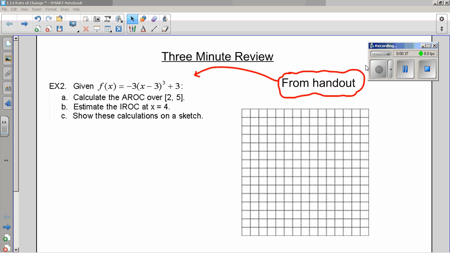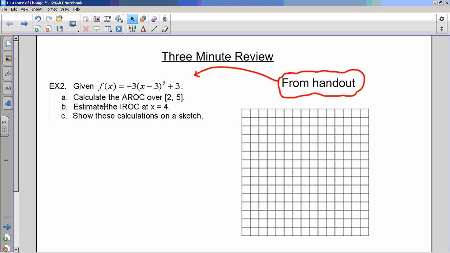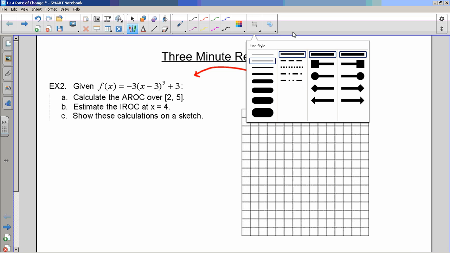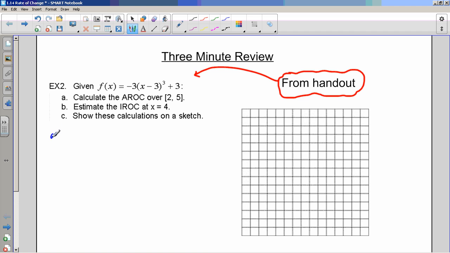The 3-minute review is from a handout. This is actually example 2, but just to get our brains firing in the right spot, we're going to do this one before our example 1. So we're asked to calculate the rate of change over the interval x is 2 to x is 5, and essentially this is a boring old AROC calculation, right?